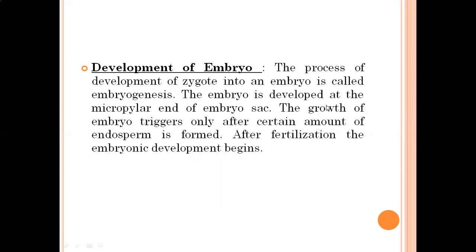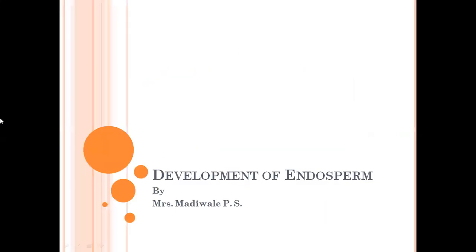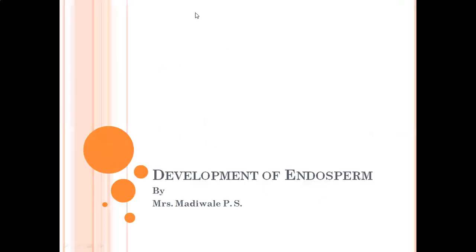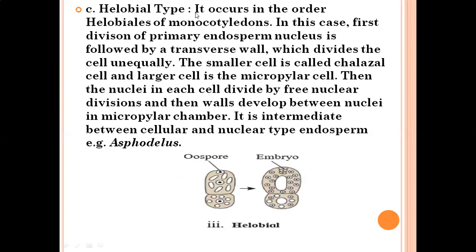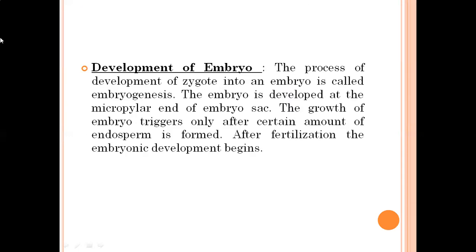The embryo is developed at the micropylar end of the embryo sac. Okay, embryo developed at the micropylar end means this embryo here, micropylar end. Embryo develops at the micropylar end of the embryo sac.